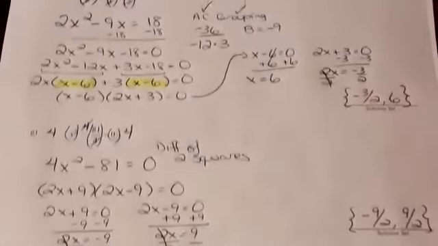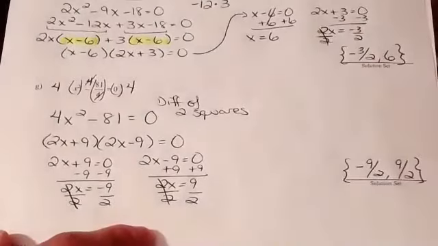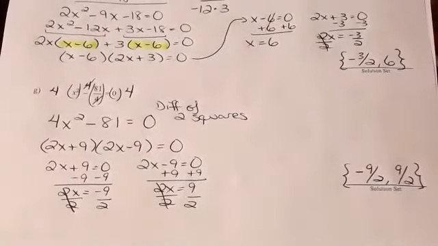Part G, same idea. We multiplied all terms by the LCD, which in this case was 4. It's okay if it's your only denominator. That still represents your common denominator, right? It's the only one, no big deal. Multiply every term by it. We were left with 4x squared minus 81 equals 0. Luckily, it was already set up the way that we would hope.